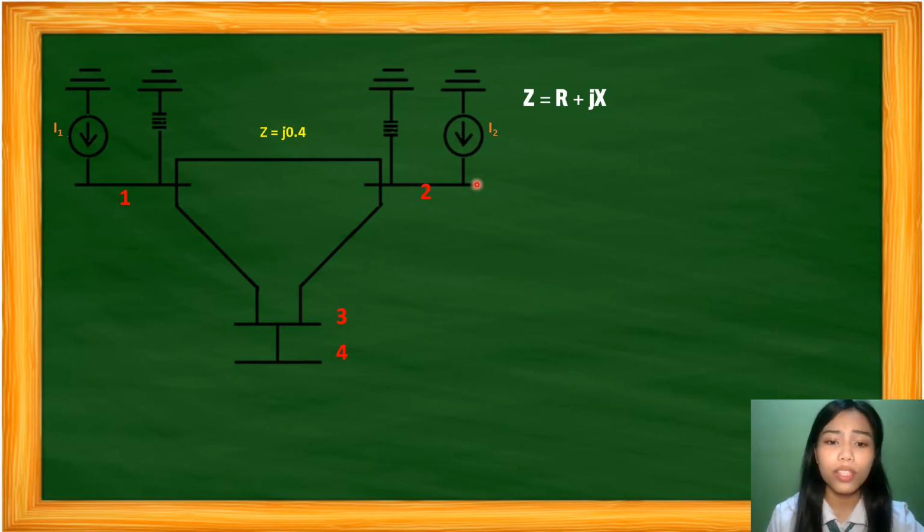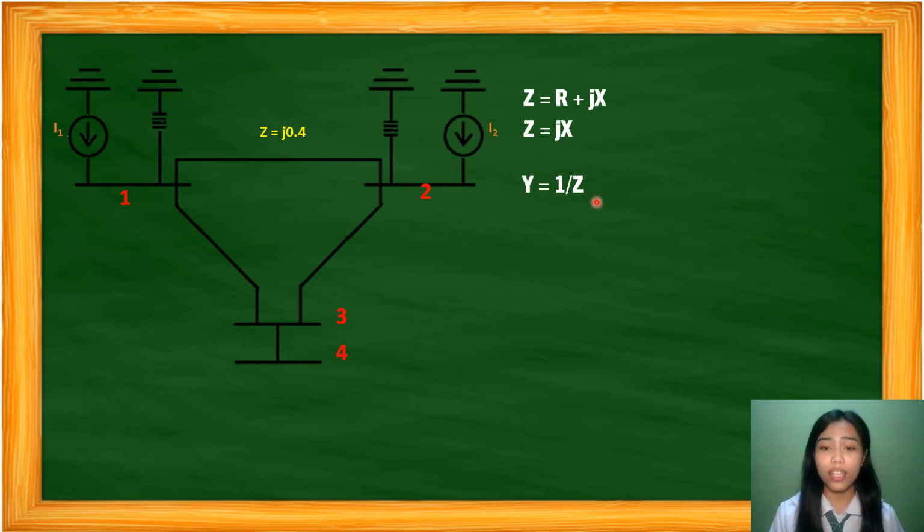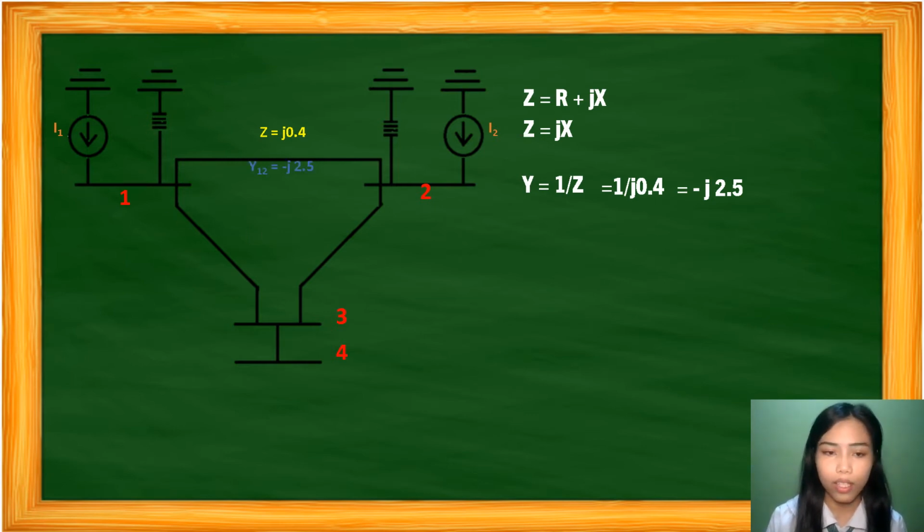So the admittance of this transmission line is equal to Y, where Y is equal to 1 over Z. Y is the admittance, Z is the impedance. Based on our example, our first admittance is equal to 1 over j0.4, or as calculated, negative j2.5. Then let's put some values to the other admittances, to the other transmission lines.